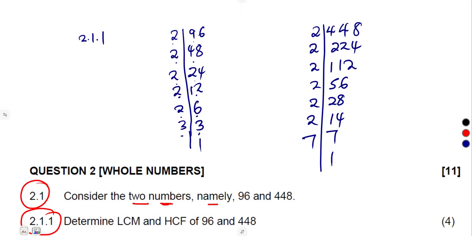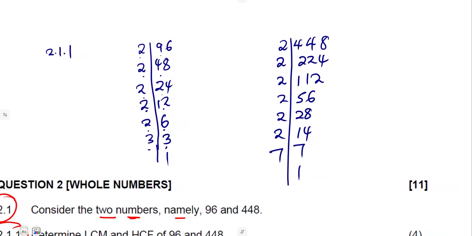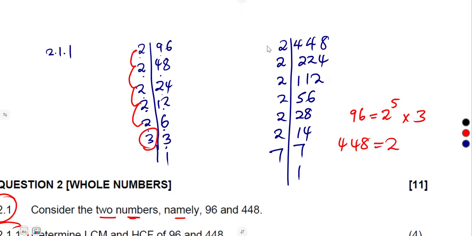All right, as for the numbers that we are given, it depends on the way that we want. If you understand writing these numbers as a product of their prime factors in index form, we can say 96 is the same as 2 raised to the exponent of 1, 2, 3, 4, 5. So that's 2 to the exponent of 5 times 3. All right, then 448 is 2 raised to the exponent of what? 1, 2, 3, 4, 5, 6, raised to the exponent of 6 times 7.